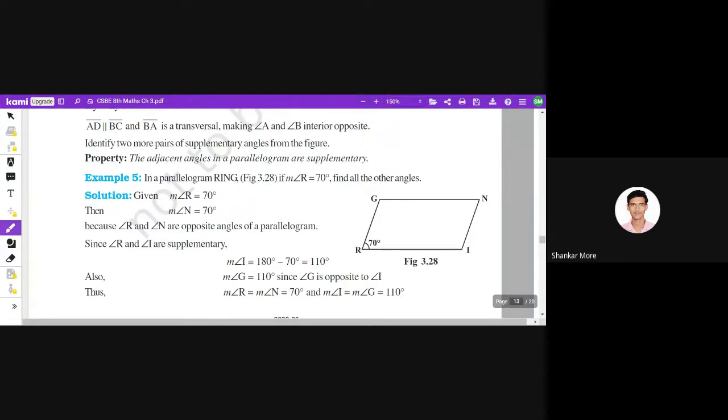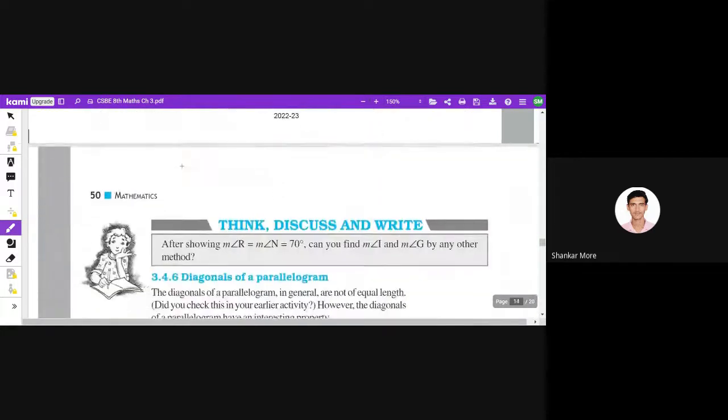So what is the value of angle I? Angle I का measure क्या रहेगा students? Be quick in the chat box. I is equal to 110, G is equal to 110, and N is equal to 70 degrees. So that's pretty straightforward, right? यहाँ पे हम opposite angle की भी property लगा सकते हैं and adjacent angles की भी property हम use कर सकते हैं. Correct?